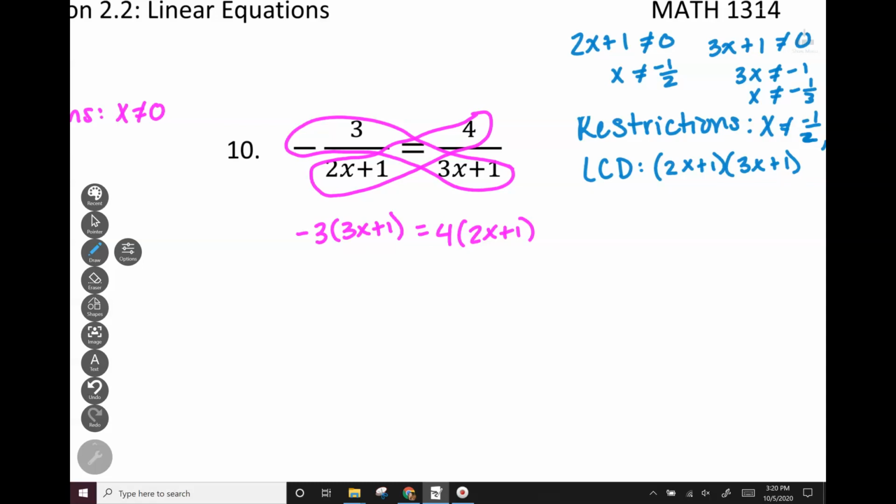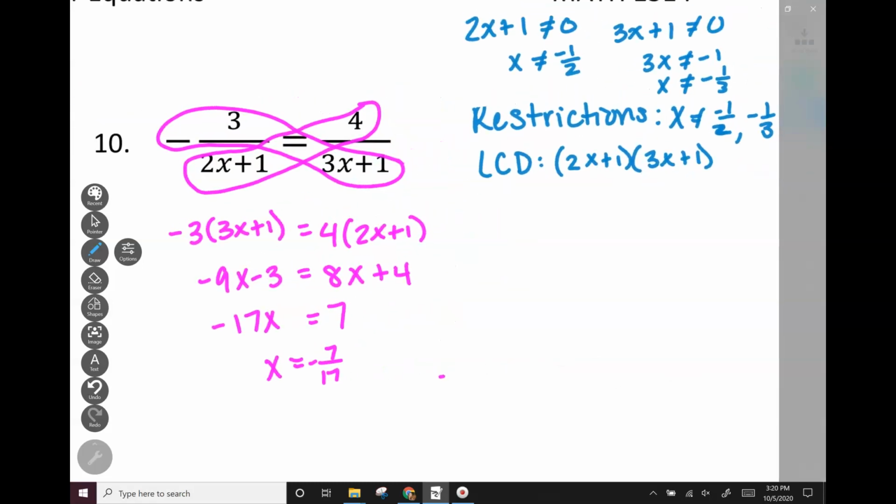All right, so we'll distribute the negative 3. Now we can solve for x. Distribute that negative 3. I went ahead and moved my x's to one side and my constants to the other side. Now I'm dividing by negative 17, so x equals negative 7 over 17. Does that match either of my restrictions? Nope. So that is the solution.